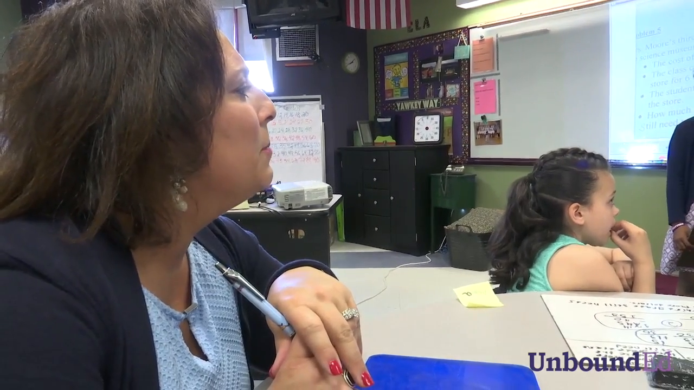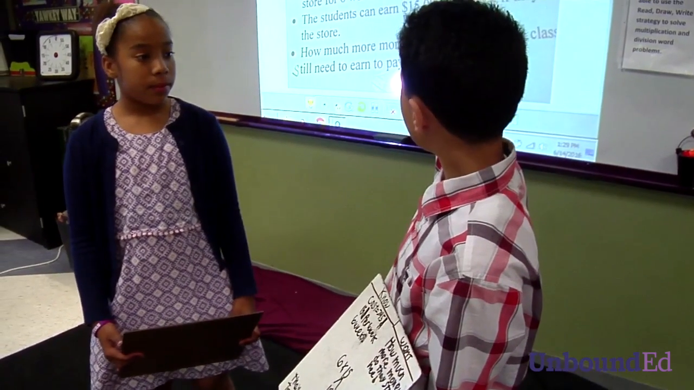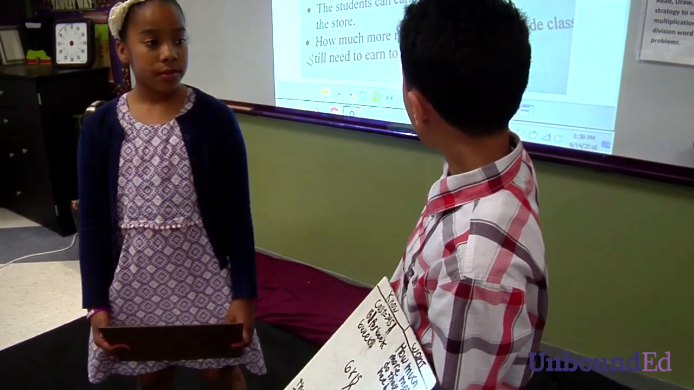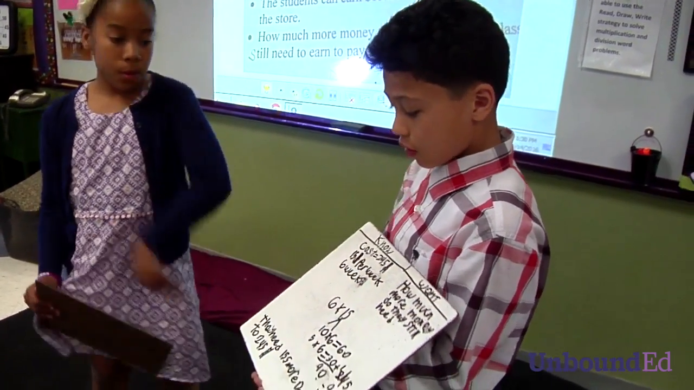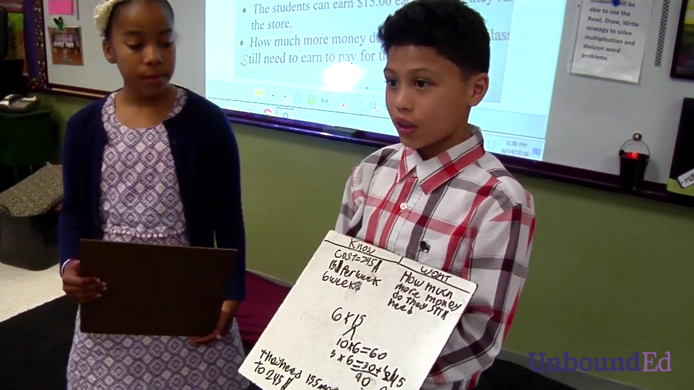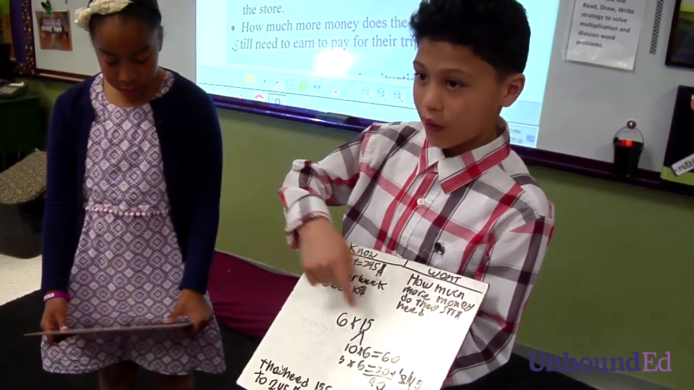Emmanuel, I'm going to go to you. How did you know to multiply 6 times 15? Because the paper said that they earn $15 each week if they run the school store, and they run the school store for 6 weeks, so I thought I had to multiply 6 times 15.